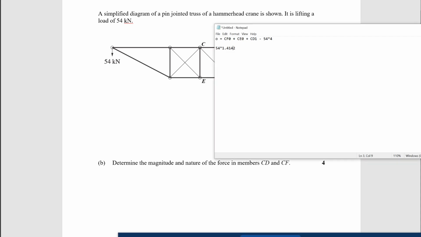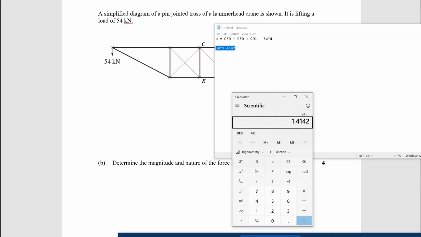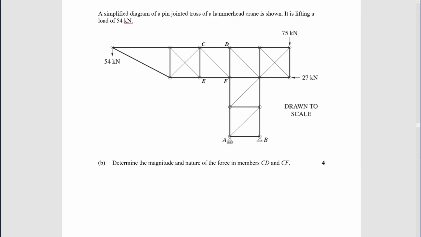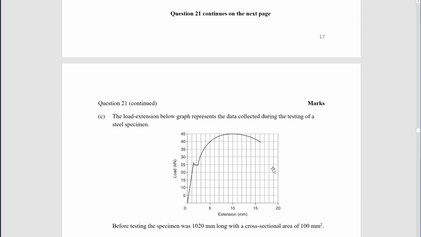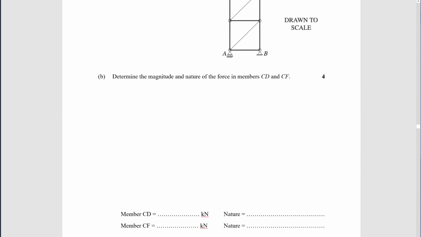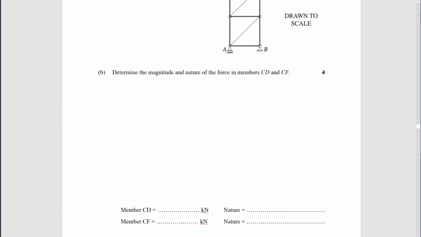1.4142. Okay, so if we just add that into our calculator, we get 76. And we said that one was in compression. So tension and compression is the answer there. Now, I would urge you that if you have no idea how to do trusses, which is a worry at this point, you should know how to do trusses.